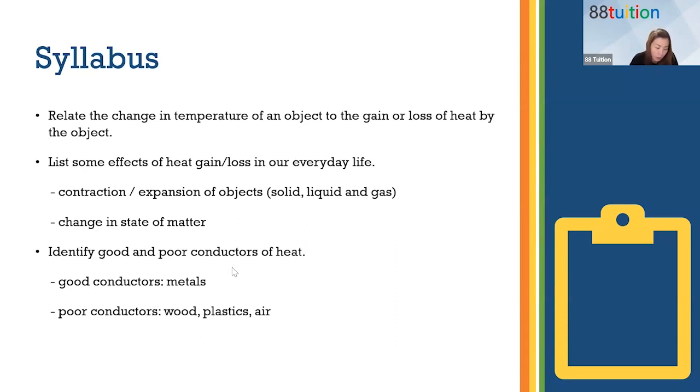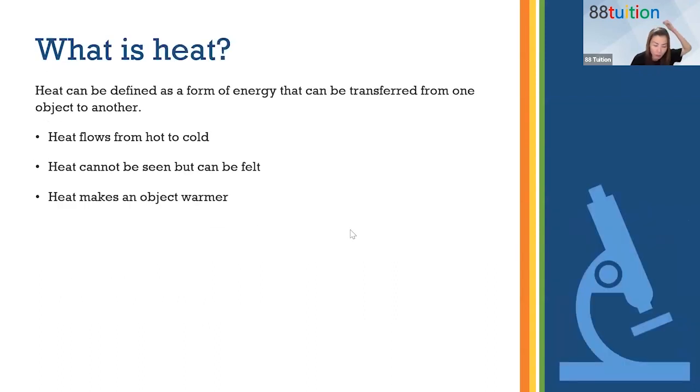Identify good and poor conductors of heat. So in general, good conductors will be like metal. And then for poor conductors, you need to know wood, plastics, air. Of course, there are more examples, and later on in these slides, you will see more of them.